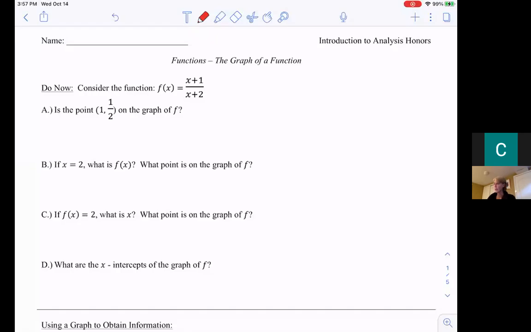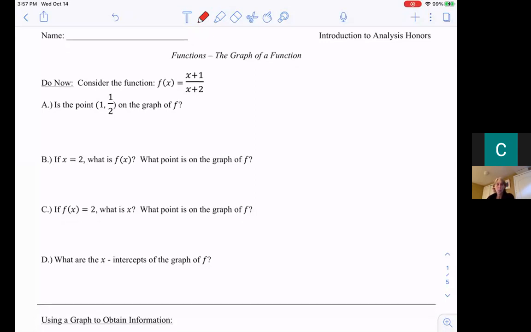Hey everyone, today we're going to be talking about the graph of a function. Before we begin, we're going to start with the do now, just a little algebra to get ourselves warmed up. So if we consider the function f of x equals (x plus 1) over (x plus 2), is the point (1, 1/2) on the graph of f?